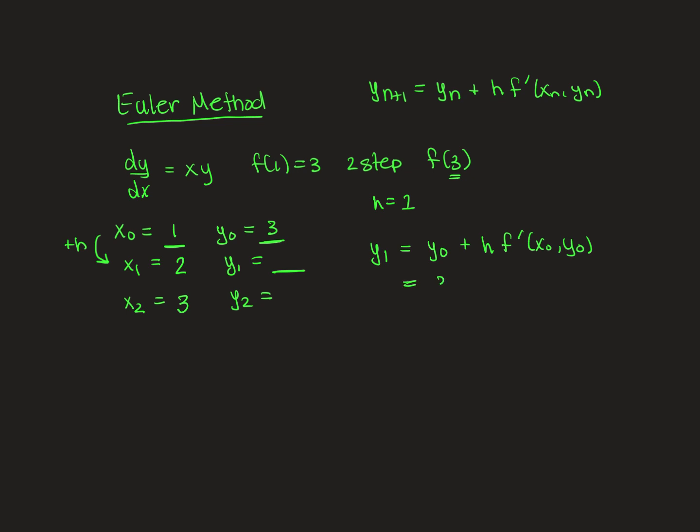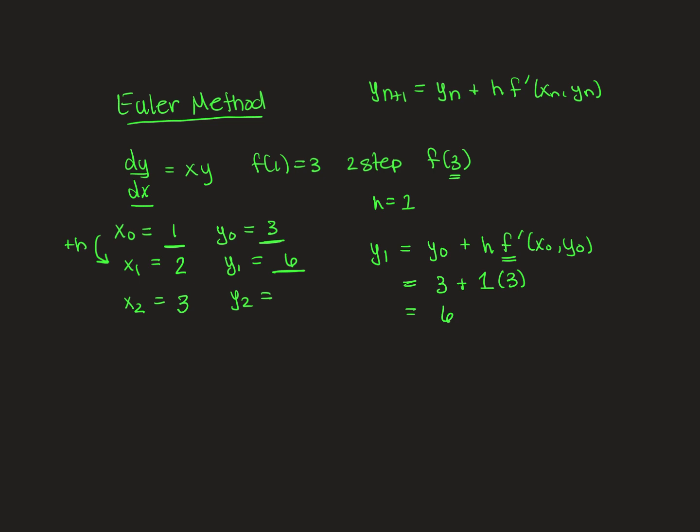So y0 is 3. Our step size was h. The f prime is our differential equation. So for us, we're just multiplying x and y. So 3 times 1 is 3. So our next approximation is going to be 6. So that goes right here.